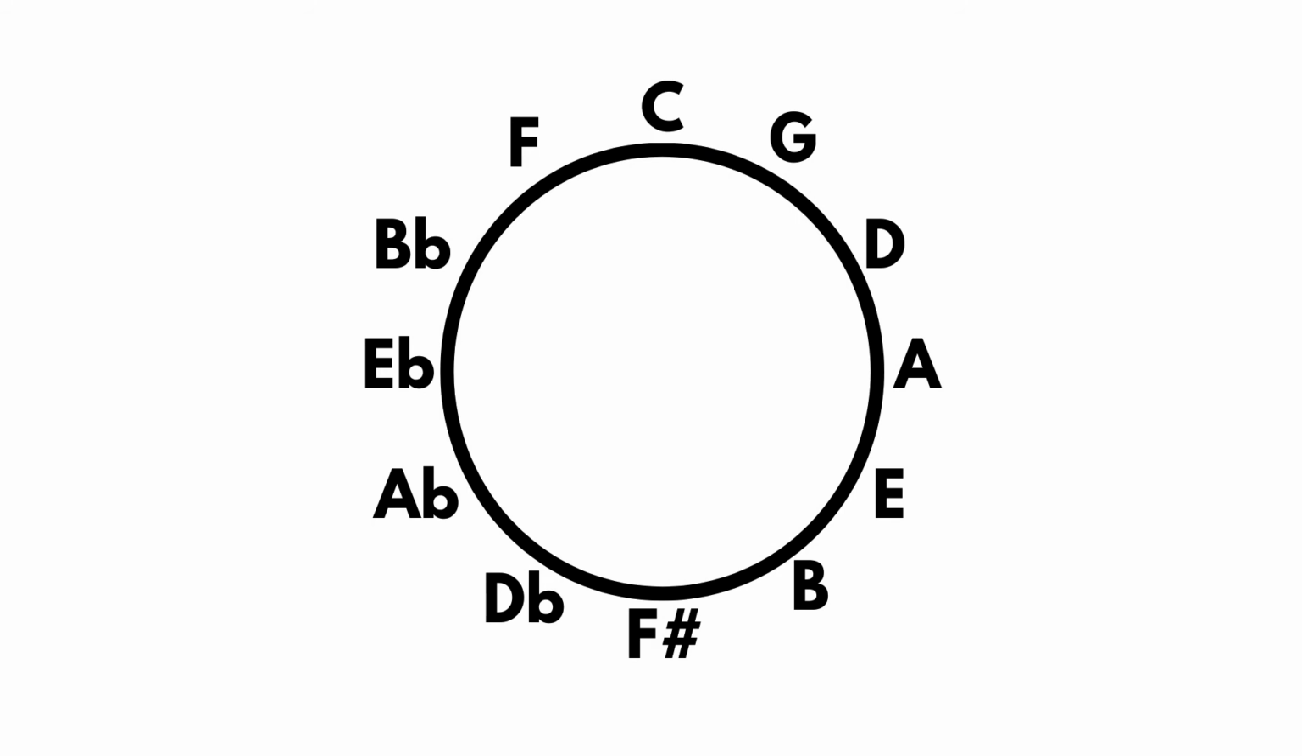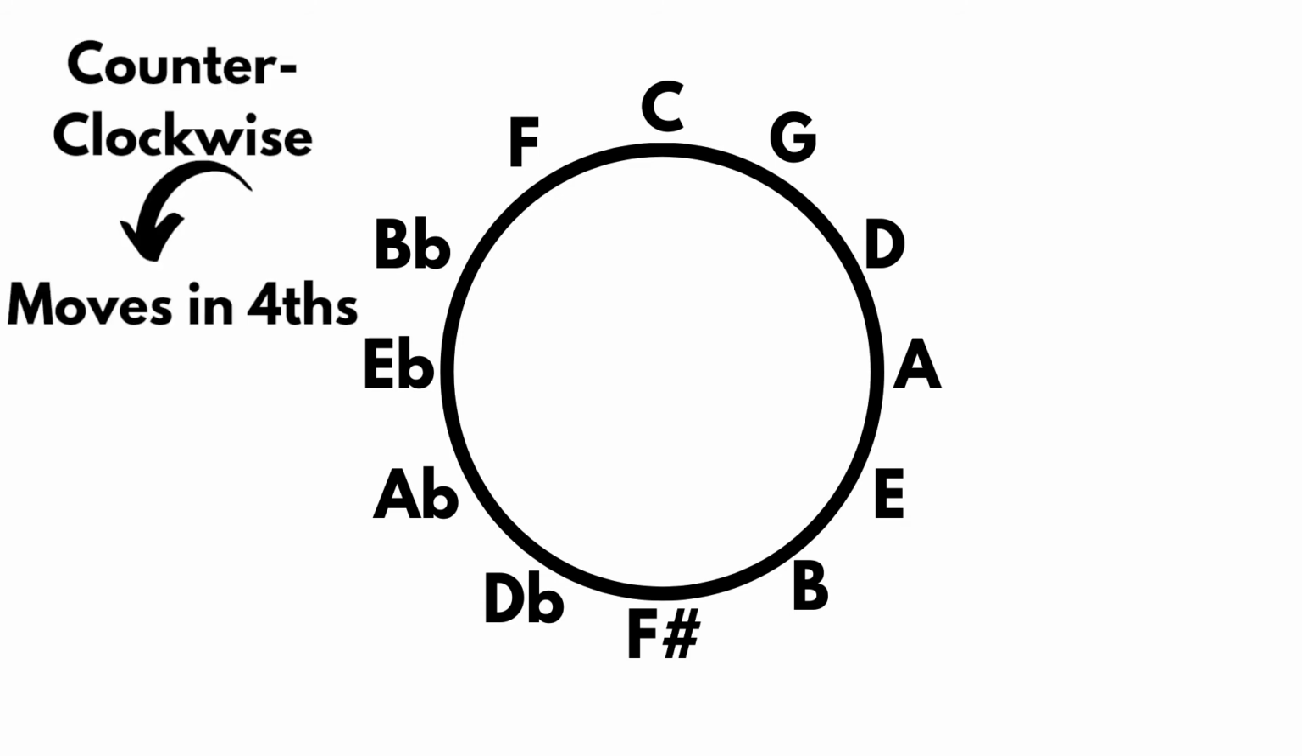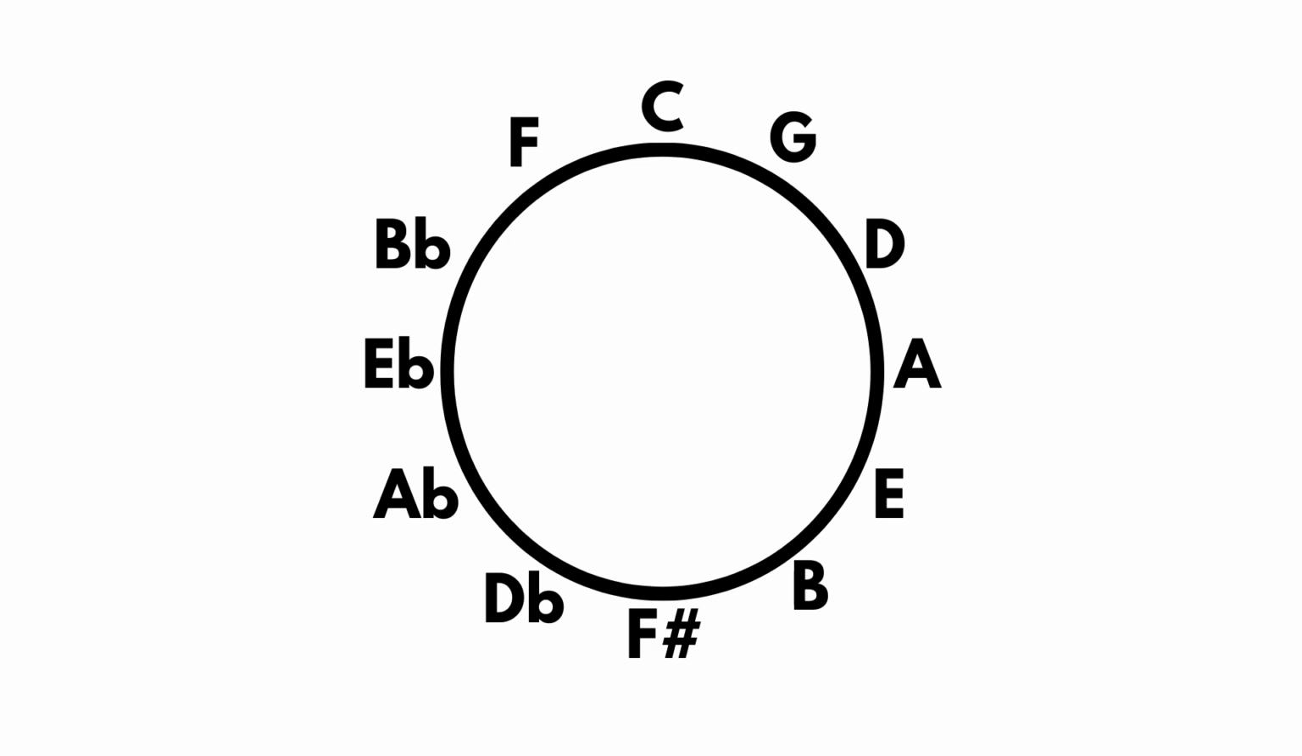Oftentimes in jazz standards, chord progressions move in fourths. Now in the circle of fifths, if we look at it counterclockwise, the keys move in fourths. For example, from C to F, that is a fourth. From F to B flat, that is a fourth also. From B flat to E flat, that is a fourth, and so on and so forth.